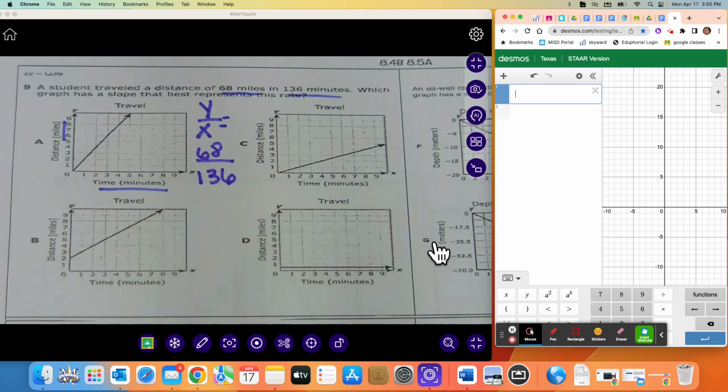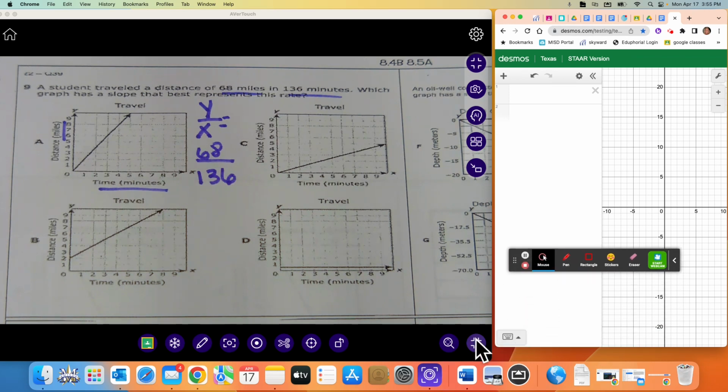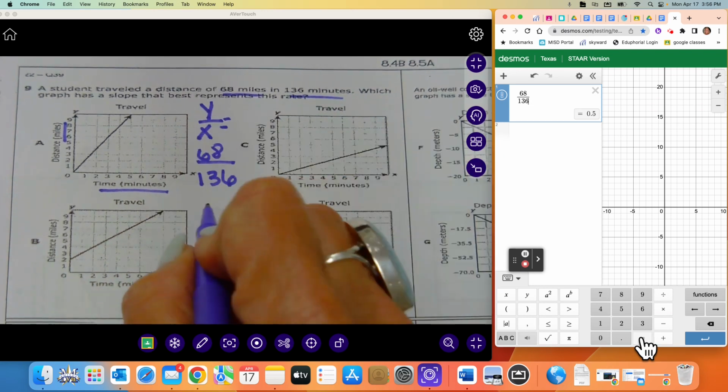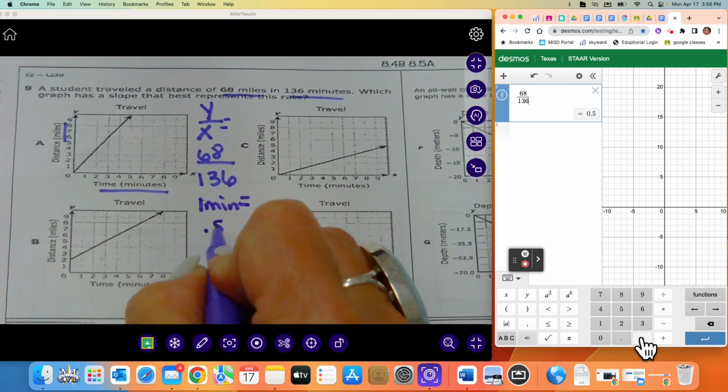So then we're going to simplify and do 68 divided by 136. And what we're doing is we're finding the unit rate, so how much it is for one. So for 1 minute, it's equal to 0.5 miles.